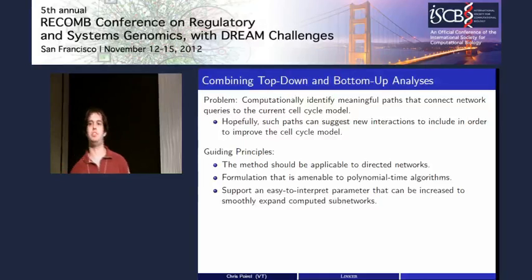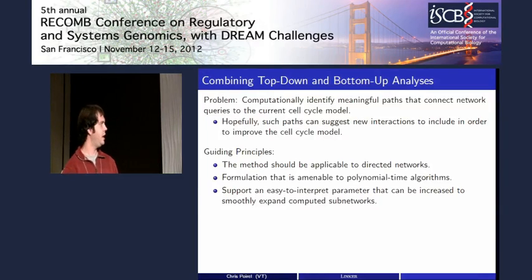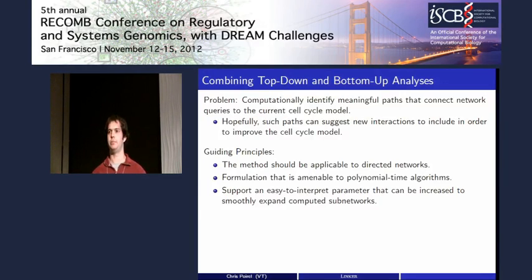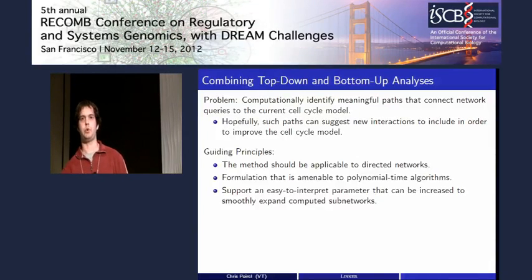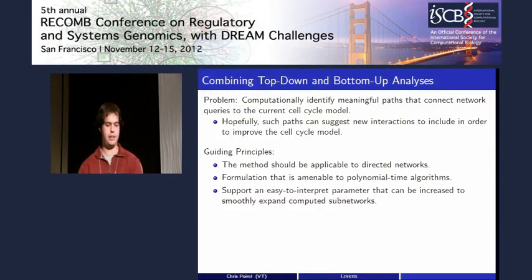So we came up with a few guiding principles for this algorithm when we first started to develop it. First, the method should be applicable to directed networks. This is primarily because a lot of the interactions that we work with are directed in nature: transcription factor events, phosphorylation events. Next, we sought a formulation of the algorithm that's amenable to polynomial time algorithms. Primarily, this is because we wanted to be able to service these queries on demand and compute them very efficiently and quickly. Lastly, we wanted the algorithm to support an easy-to-interpret parameter such that when we increase this parameter, we get increasingly larger solutions.